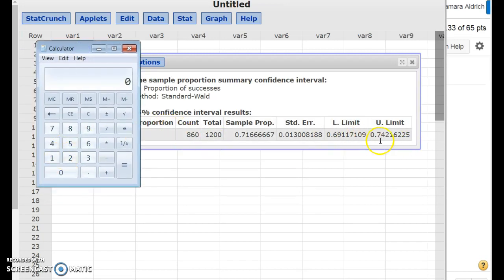860 out of 1,200 is going to be right in the middle, because we're basing our lower and upper limit off of our sample. So 860 out of 1,200 is just over 71 points, I'll just leave it at 71.67%, or as a decimal, 0.71666. So 0.716666 is right in the middle here of our lower limit and upper limit. And we're 95% confident that the real proportion of all the people, not just these 1,200, but of all the people, is somewhere between this lower and this upper limit.